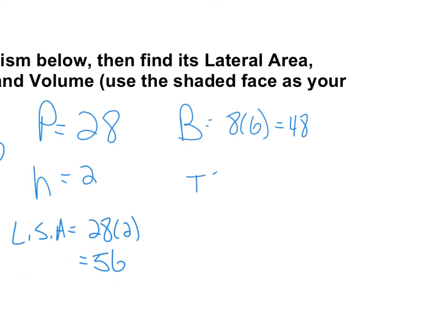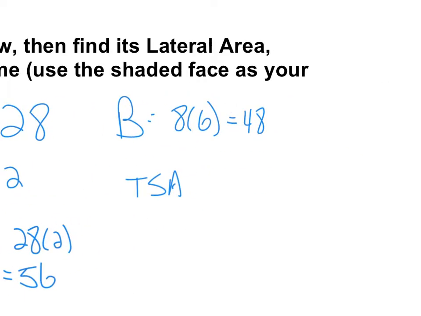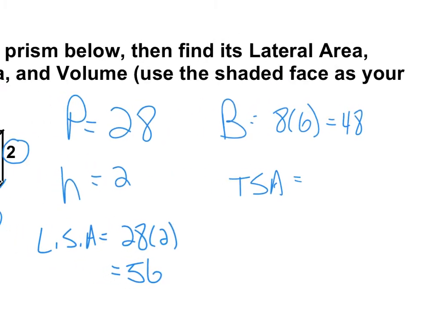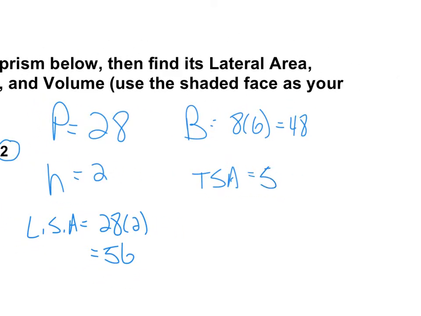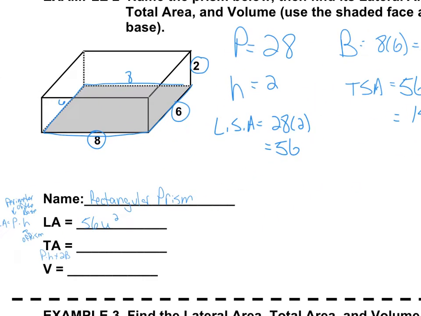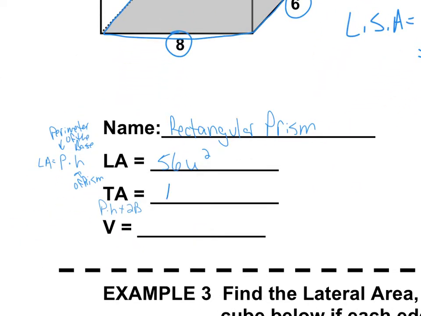So for total surface area, I have P times H, which I already know is 56, plus 2 times 48, because there's 2 bases. When I throw all that into my calculator, I get 152. So my total surface area is 152 units squared.